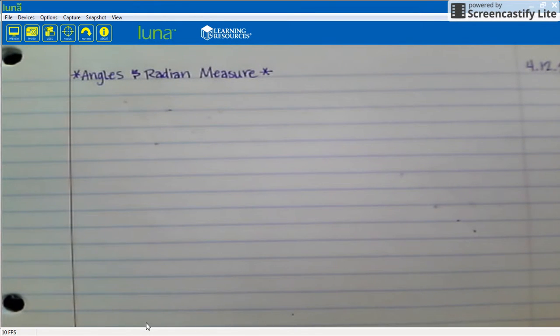Today we start angles and radian measure, moving into some right triangle trigonometry, but it's important at this level of math to understand exactly what an angle is. An angle is formed by the rotation of a ray from an initial point to a terminal point.